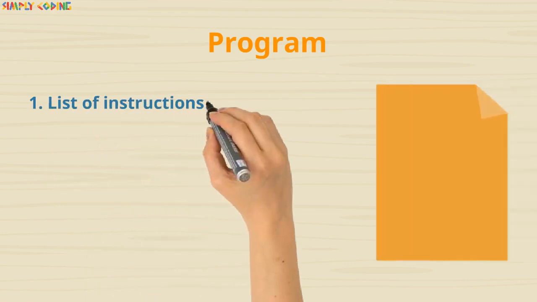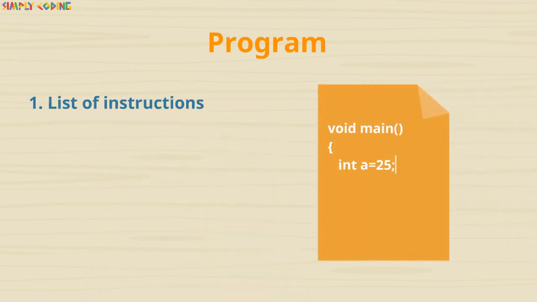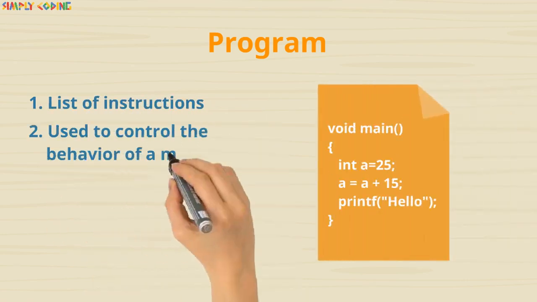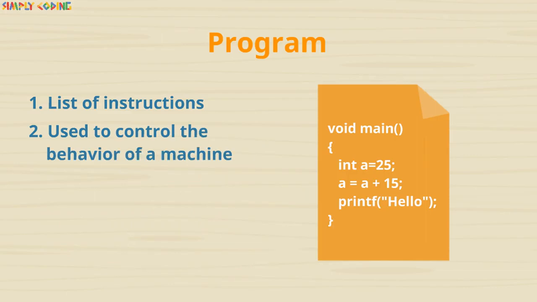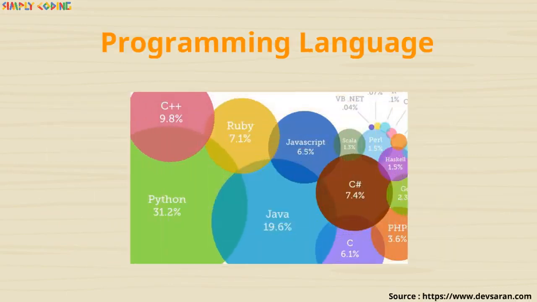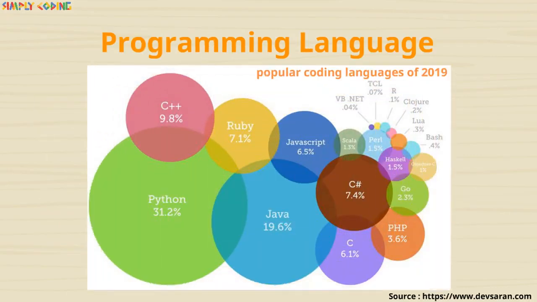A program is nothing but a list of instructions written in a programming language that is used to control the behavior of a machine. There are many different programming languages, and as per latest data, Java is one of the most popular languages that is being used for coding.